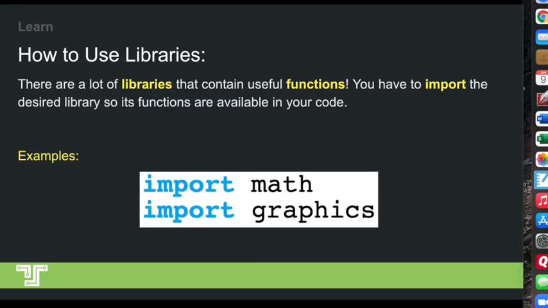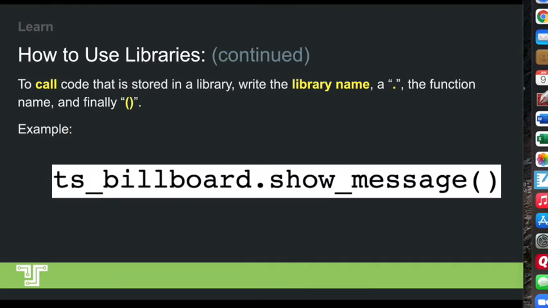Okay. Now, this is how we use libraries. There are a lot of libraries that contain useful functions, and you have to import them. If they're not built into Python, you have to get them into your code. And so here's how you do it. If I want the math library, I type in import math. Or if I want the graphics library, I type import graphics, and it goes and gets them.